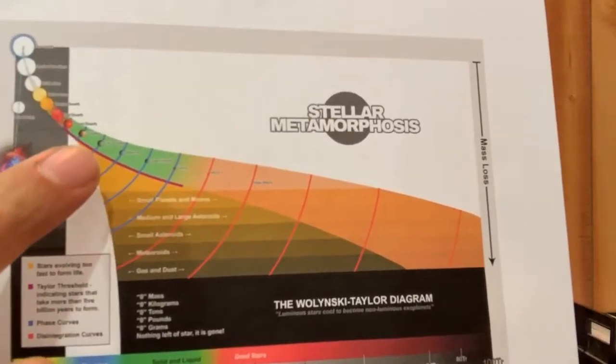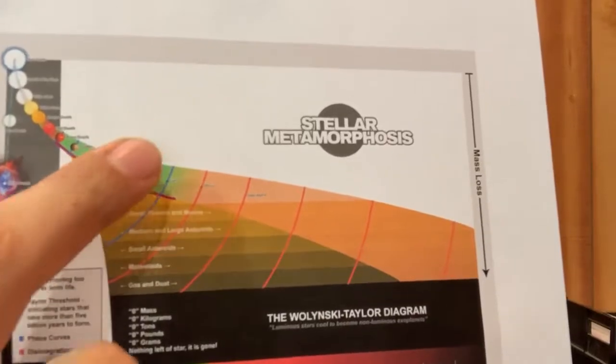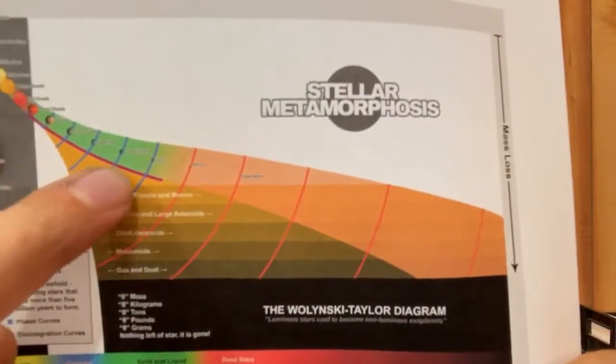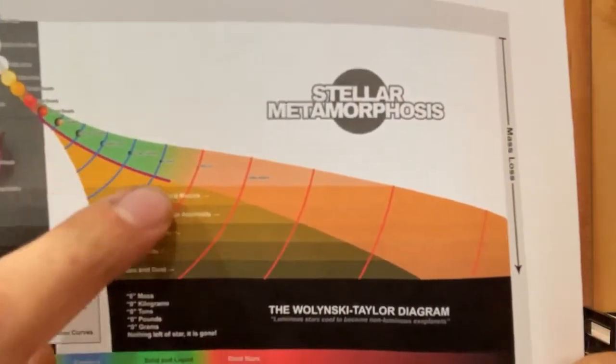And the Wolynski-Taylor diagram has what's called phase curves, which are these radial curves, and transformation curves, which is like that little red line right there. A transformation curve is the line that the whole star evolves on. The phase curve is just a similar line at a different time. I went over that in another talk.